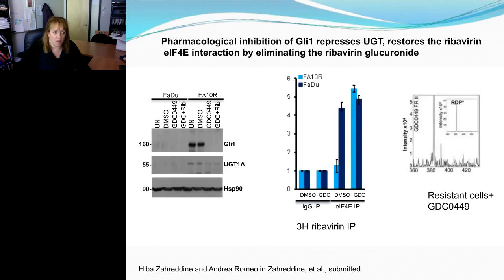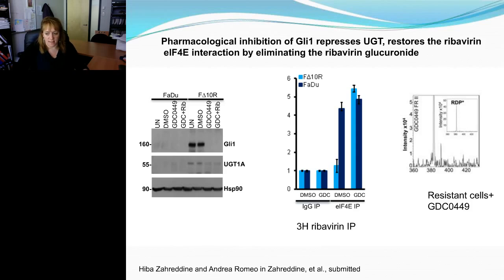So does this pharmacological inhibition correlate with changes in glucuronidation? And so obviously we started looking at levels of UGT1A. So you're looking at parental cells versus the 10R cells. And what you can see is when you add GDC, you substantially lower GLI1 levels, which has been previously established to be part of the mechanism of GDC action. And this correlates with a reduction in UGT1A. So this is a very clear correlation.